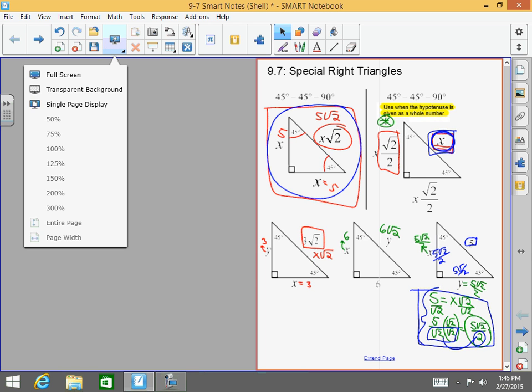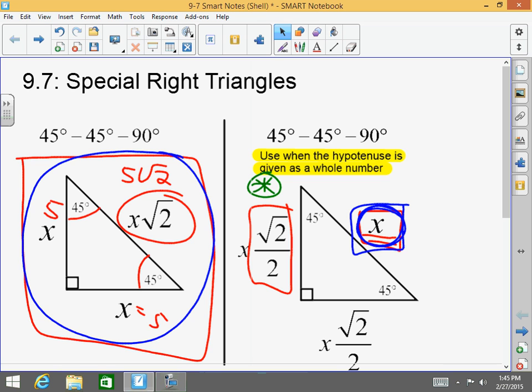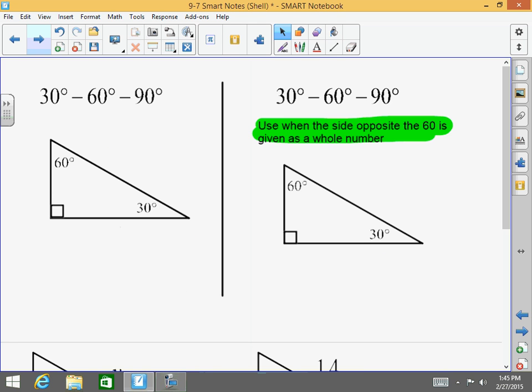Okay, now, next. There's a 30, 60, 90 triangle. The good news, that's it. There's only 2 special right triangles. Now, the 30, 60, 90 is not as easy. Well, let me rephrase that. That's the wrong way to say this. It is easy. It's just not super duper easy because you're going to have 3 actual different side lengths.